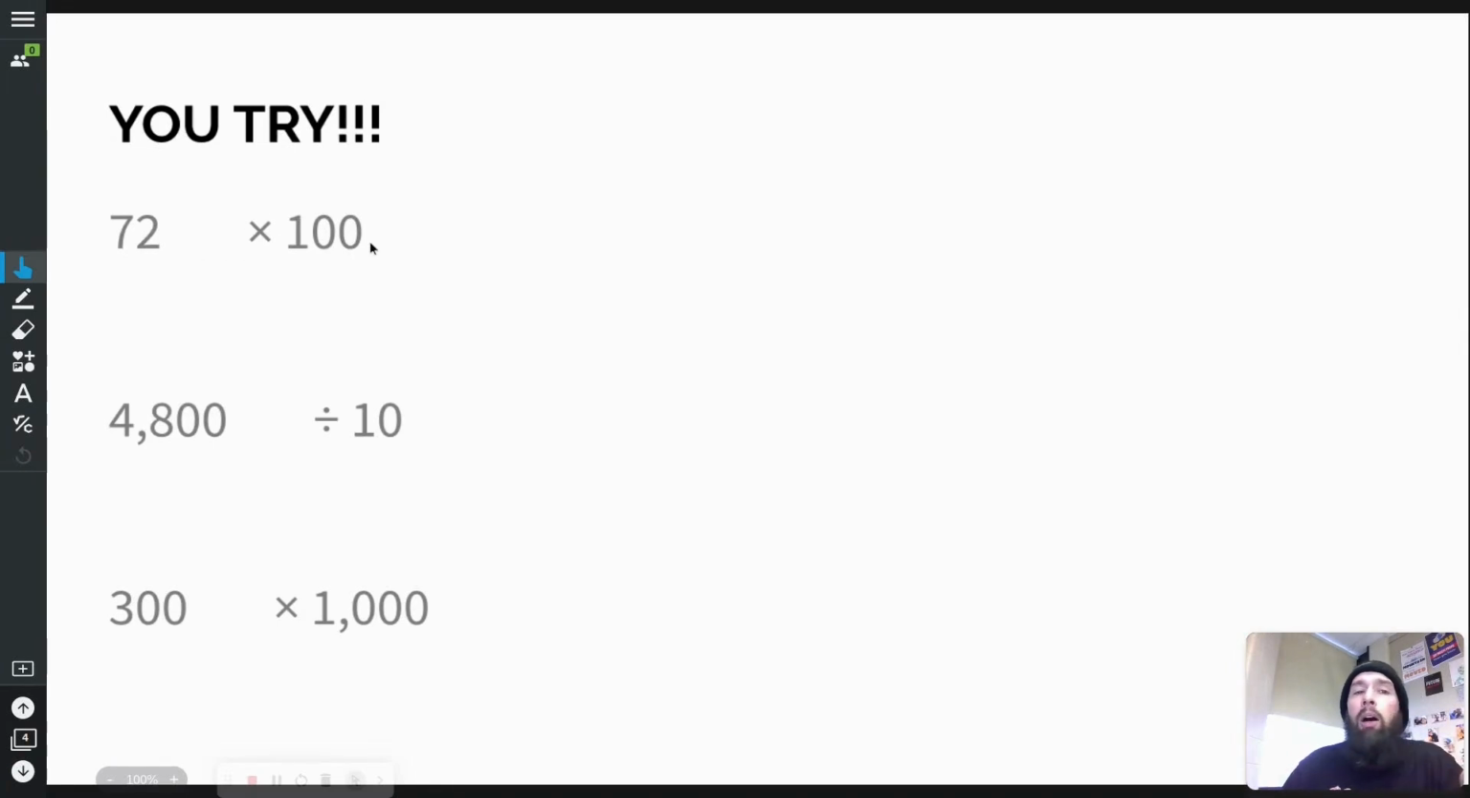I'm multiplying by 100. Put a dot at the end of 72. 2 zeros, fill them in. 7200 becomes 7,200. Okay? Divide by 10. Put a dot at the end there. Go to the left one. Hack away that 0. Write out 480. That's 480. Don't need a comma.